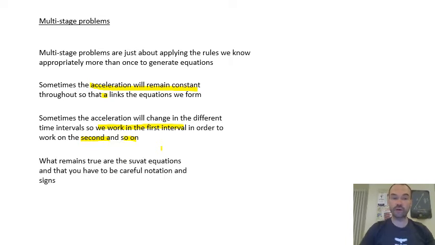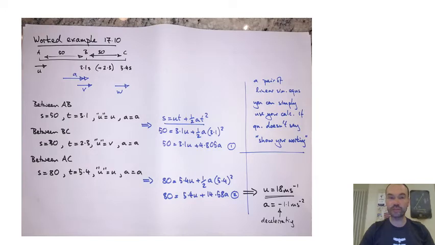What remains true though is the SUVAT equations, which are on the formula sheet, and you have to be careful with notation and signs, because remember in the SUVAT equations displacement and velocity are vector quantities. So I'm going to go through a worked example and one of the questions. So this is worked example 17.10. You may want to read that now.